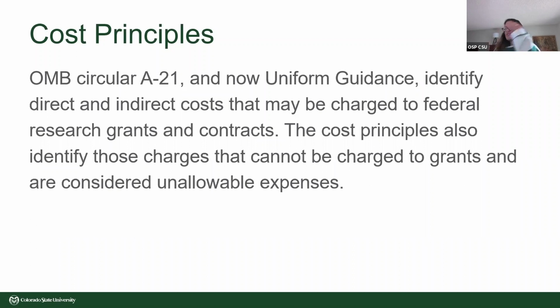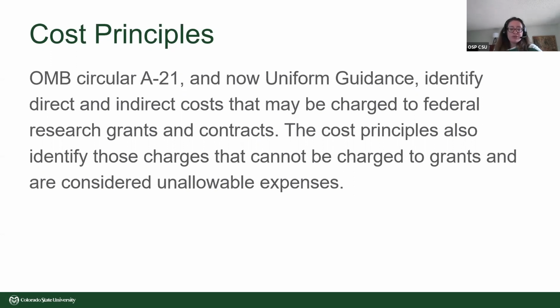Okay, so cost principles. Uniform guidance has identified direct and indirect costs. So costs, whether they're direct or indirect, can be charged to federal awards. When we think about the cost principles, we really should be thinking about allowability. What is an allowable cost? We also often think about allocability when we think about the cost principles. Not only is it allowable, how do we allocate those costs to each of our awards?